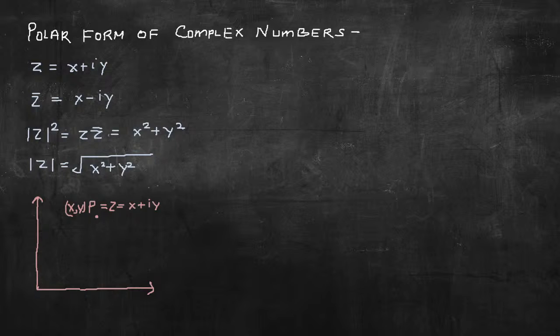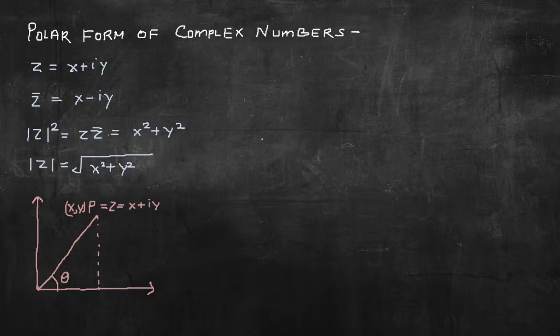After that, you can join this line to the origin and we will confirm that there is an angle known as theta. Clear? And also I can join this line to the x-axis, which is the real axis, and there is the imaginary axis as well.